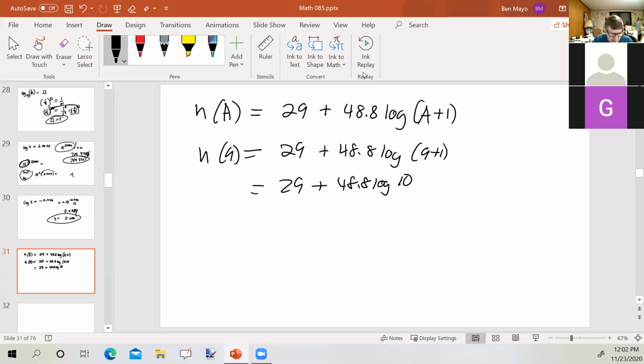So on the calculator, 29 plus 48.8 log of 10, and I get 58.8%. So that means that on average, a 9-year-old boy has reached 58.8% of his adult height. Does that mean that's true for every 9-year-old boy? No, but in general, on average, this apparently is true. You all right with that? Yeah. Okay.